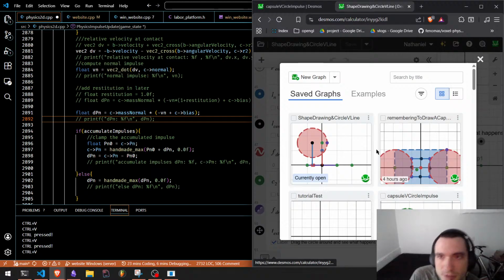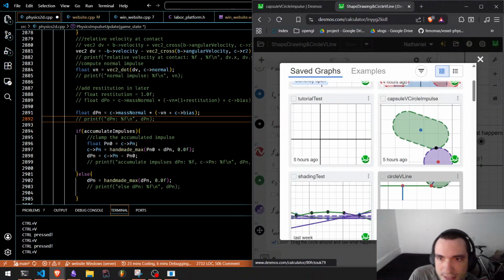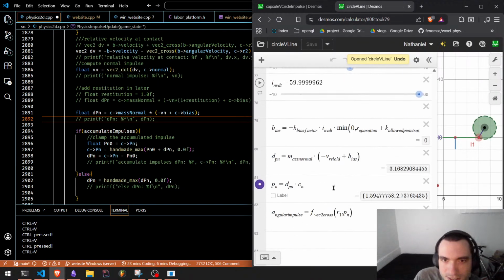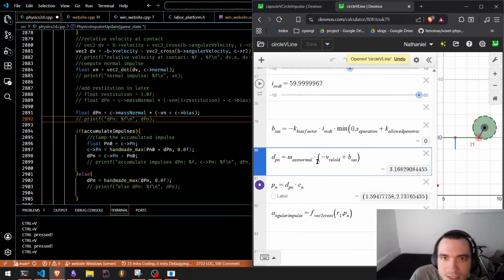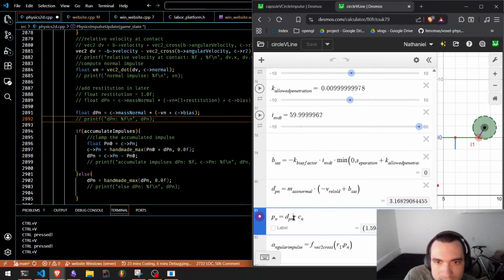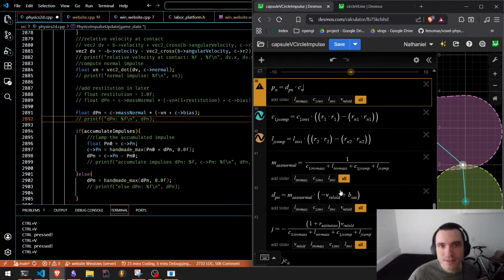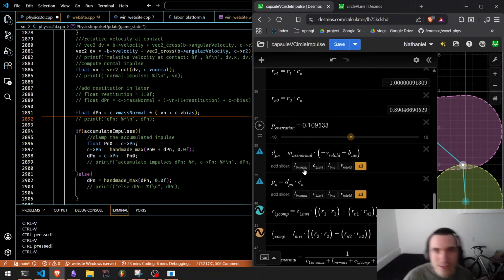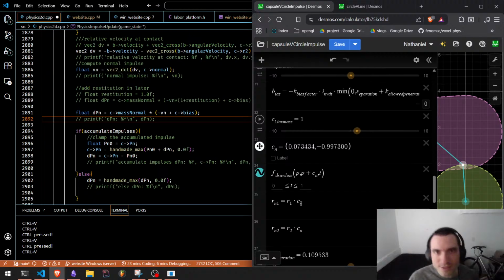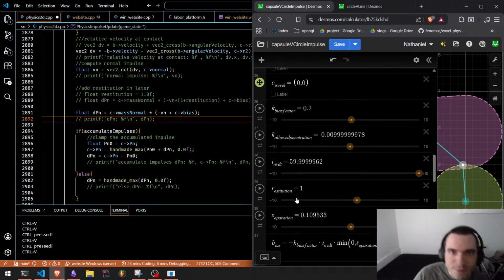Go to, I had it set up in the circle versus line. I just want to remember what PPN is. Mass normal times the relative velocity plus the bias. Let's copy that into this thing. Oh, I already have it. It's just all mixed up all over the place. So, do we have the mass normal yet?